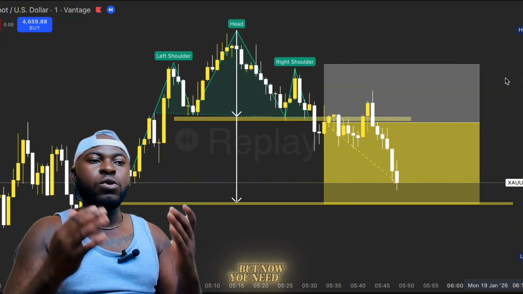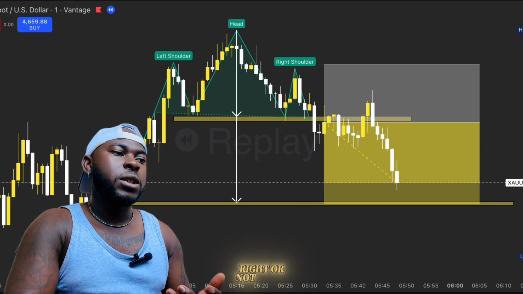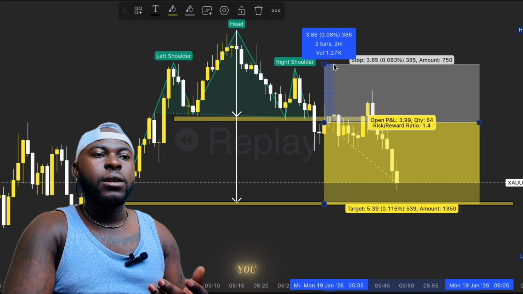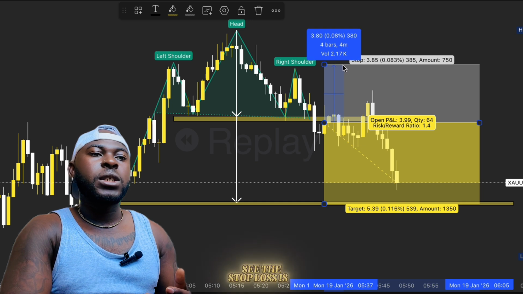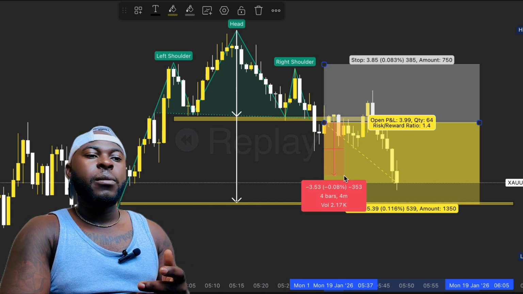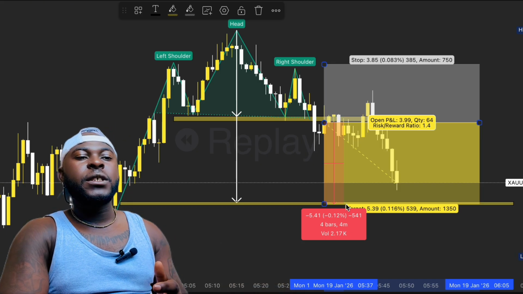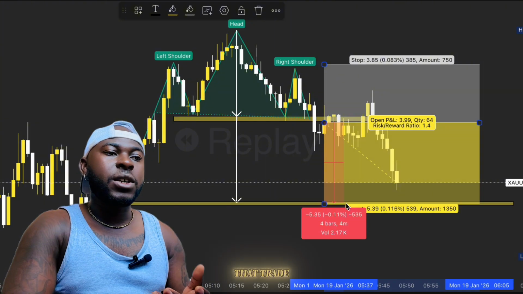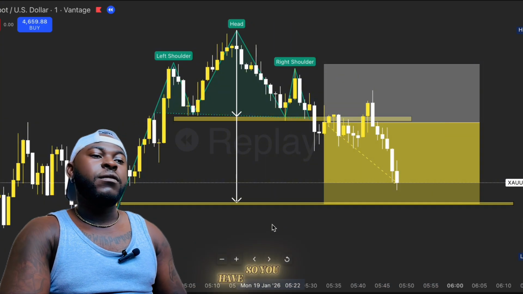But now you need to take it into consideration. Are you really willing to take that risk, right? Or not, right? If you're willing to take the risk, then you take the trade, and if you're not willing to take the risk, then don't. As you can see, the stop loss is 38 pips, but the TP is 54 pips, right? So are you willing to take that trade? If yes, then you can take it. If no, then don't take it, right? So you have to actually see that.